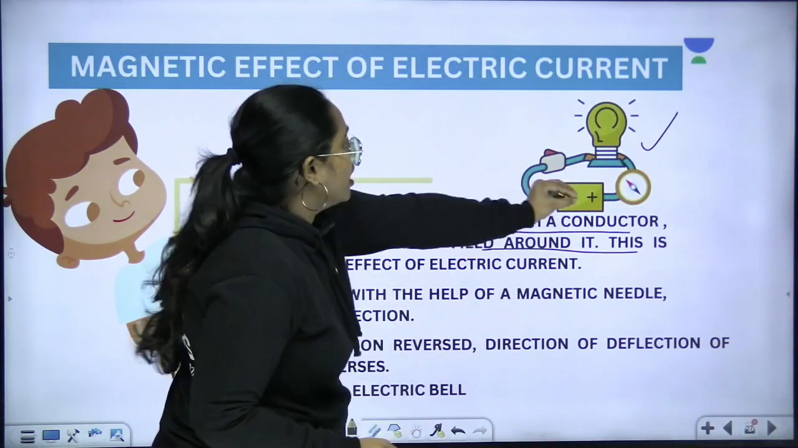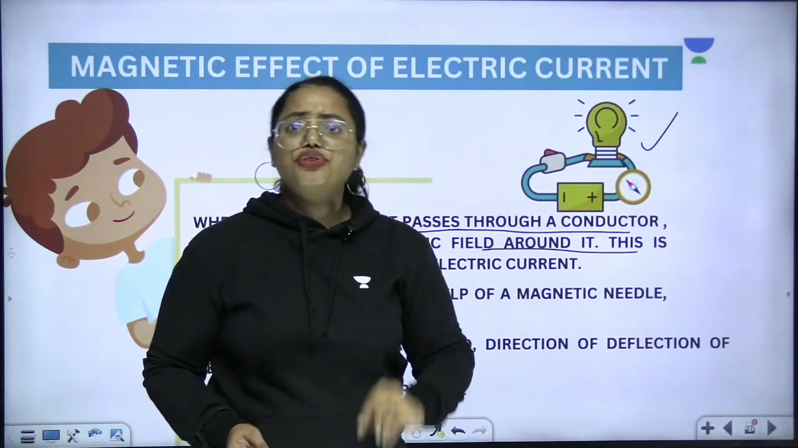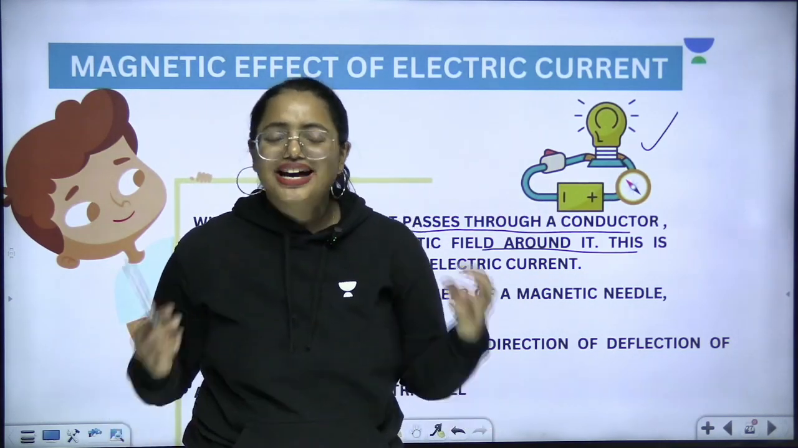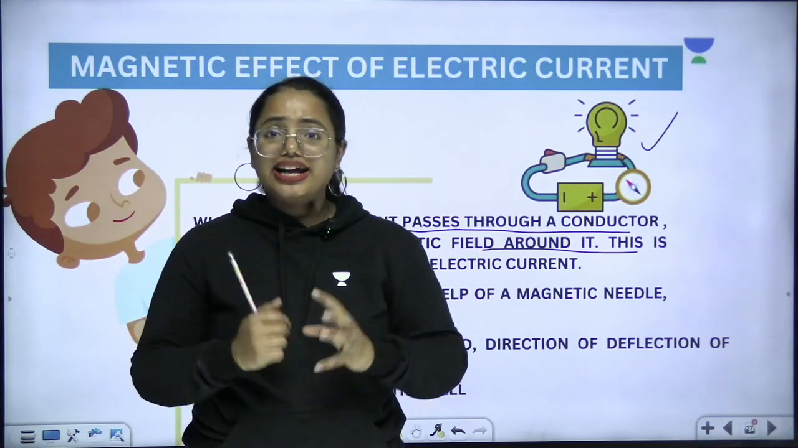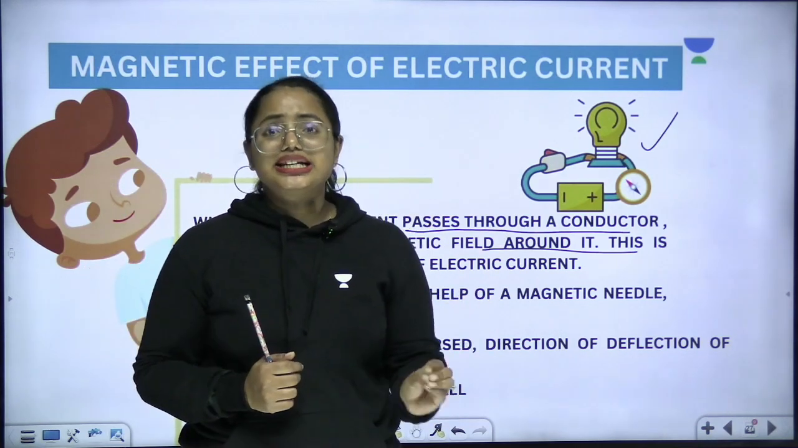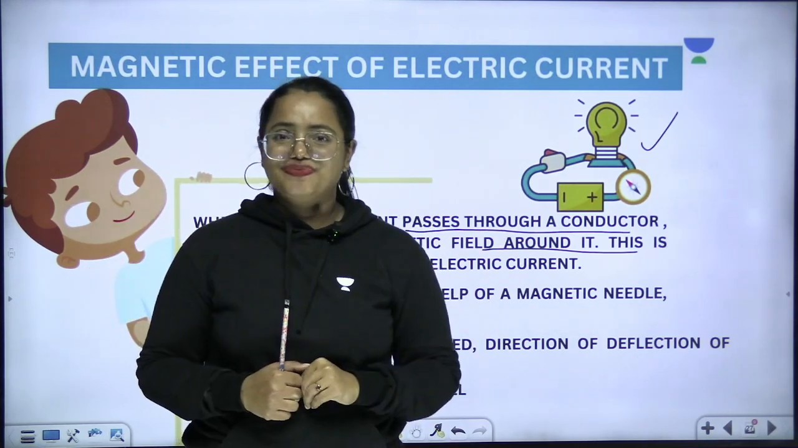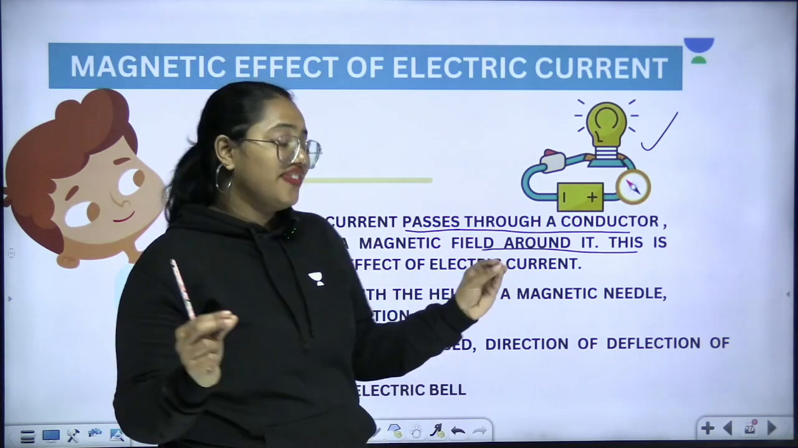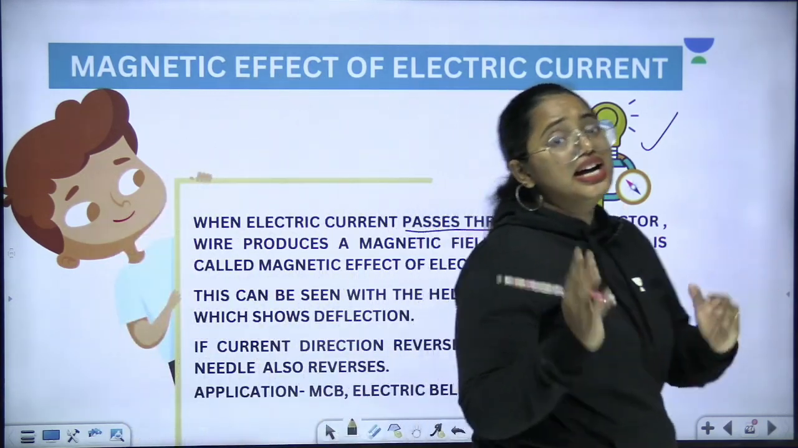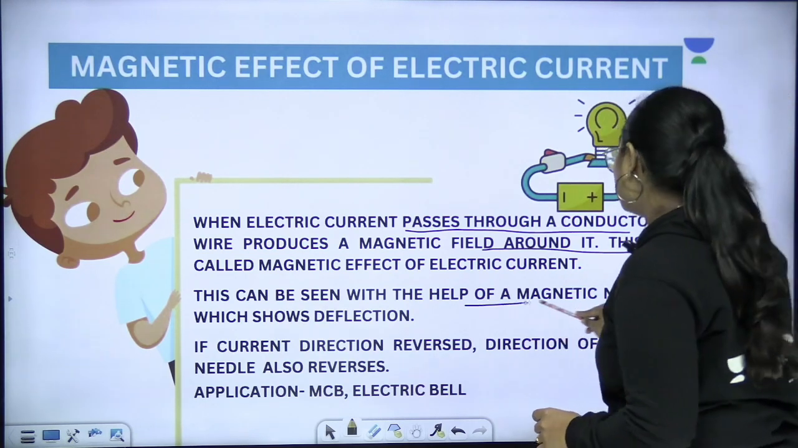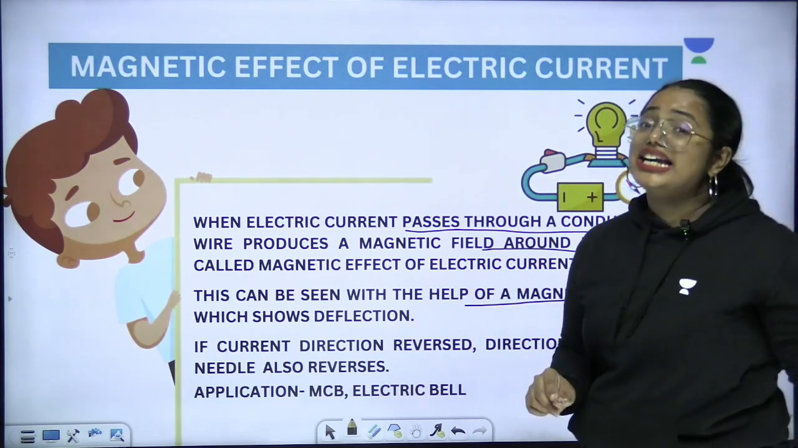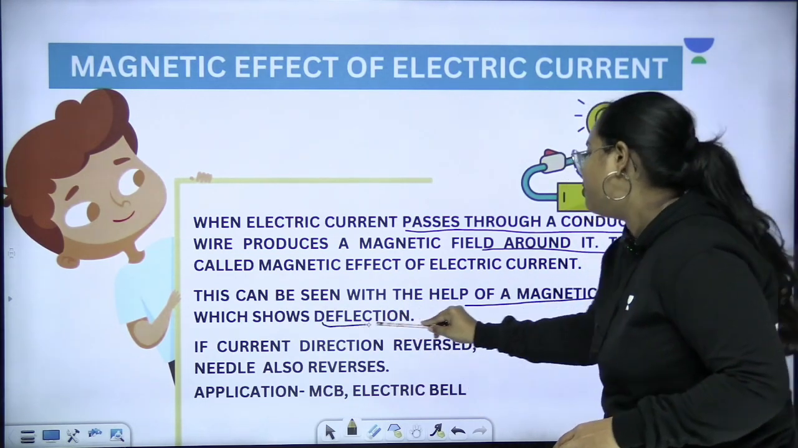When I placed a magnetic needle here, there was a deflection. That means a magnetic field has been produced around the conductor, and that is the reason there is a deflection in the needle. Got it? So this is the way that you need to identify the magnetic effect of electric current. This can be seen with the help of a magnetic needle, which shows a deflection.